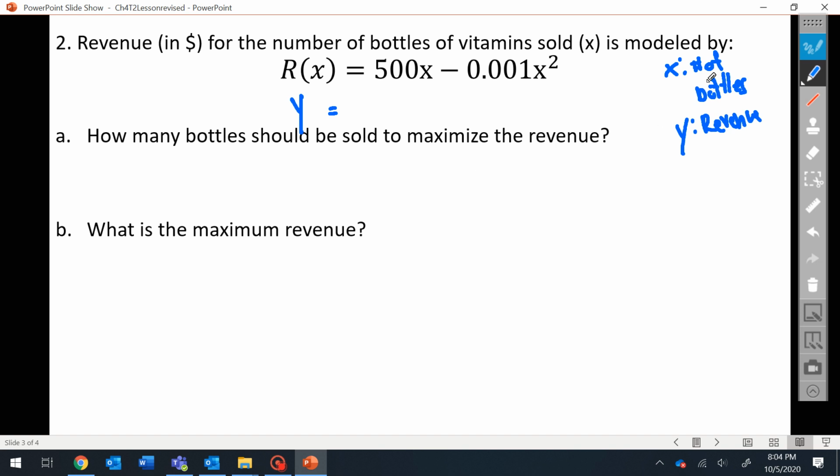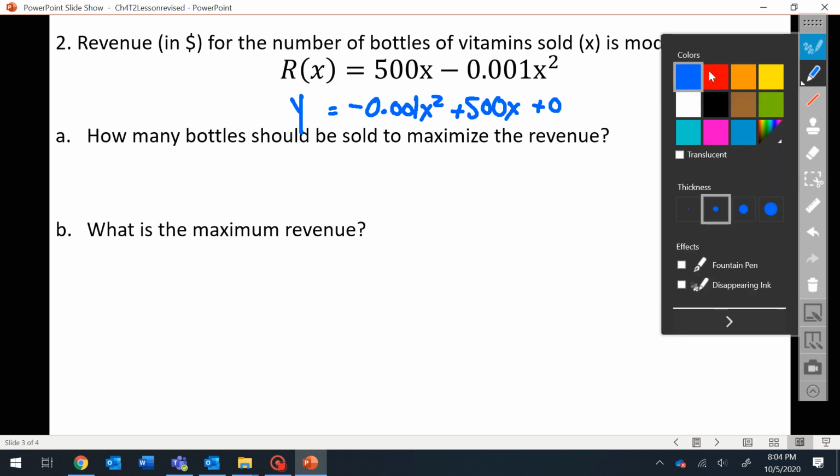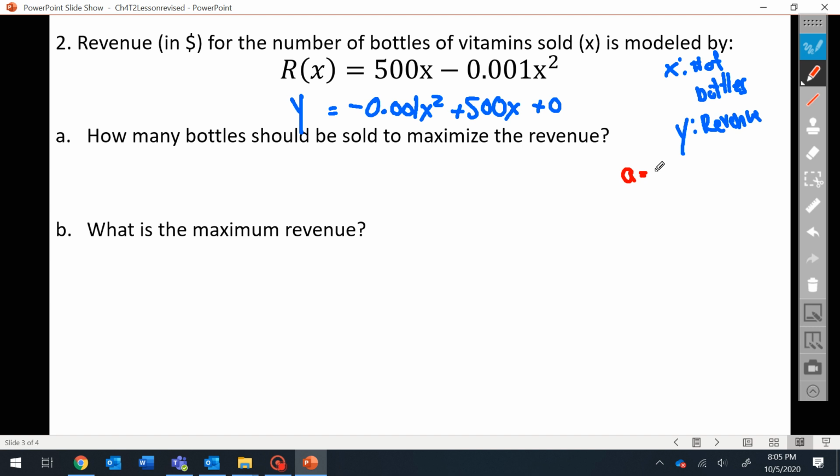and the y is going to be the revenue, so how much money they actually bring in. So when we look at our ordered pair for the vertex, keep in mind the x-coordinate is the number of bottles, the y-coordinate is the revenue. All right, let's rewrite this in standard form. So the x squared comes first, so it's negative 0.001x squared. The x comes next, so plus 500x. The constant comes last. There is no constant, so we'll just put plus 0. So in this case, our a is negative 0.001, our b is 500, our c is 0. We haven't really been using the c, but it's still good to do that.